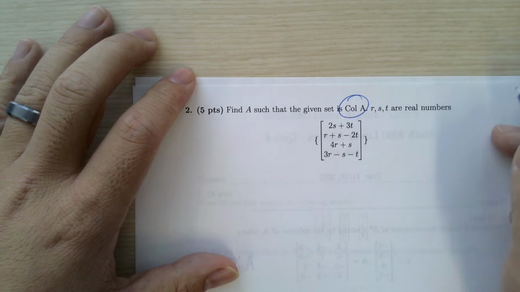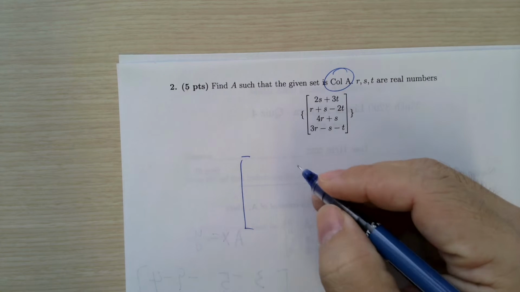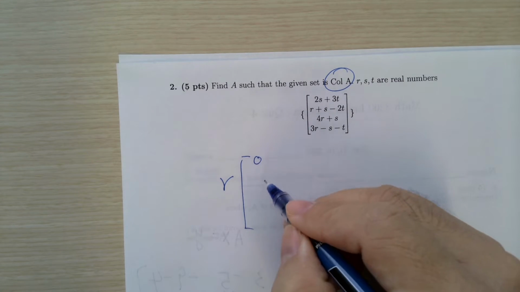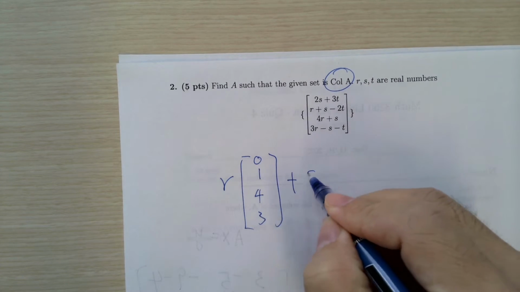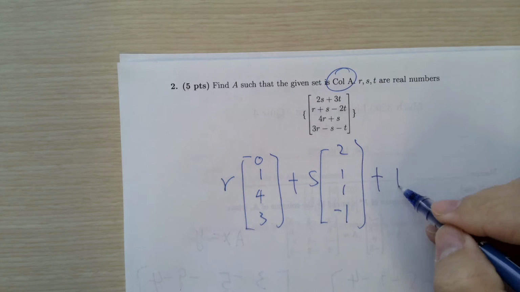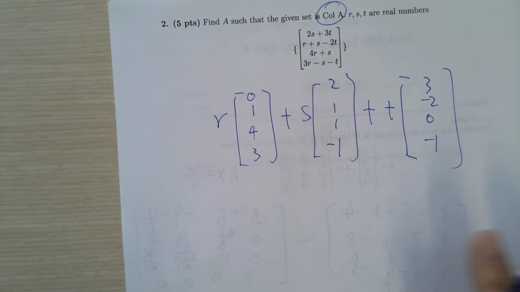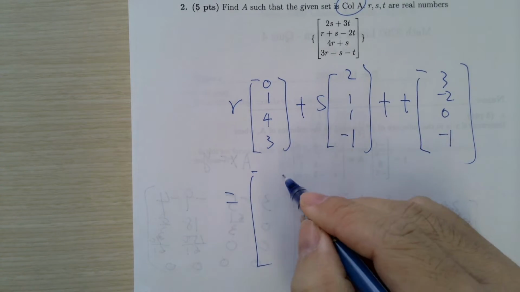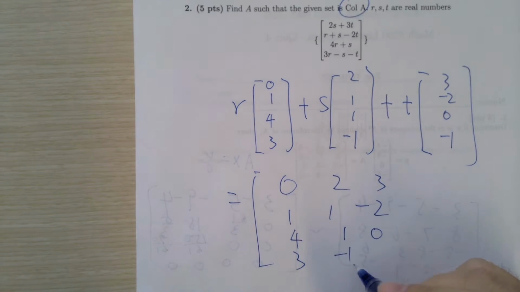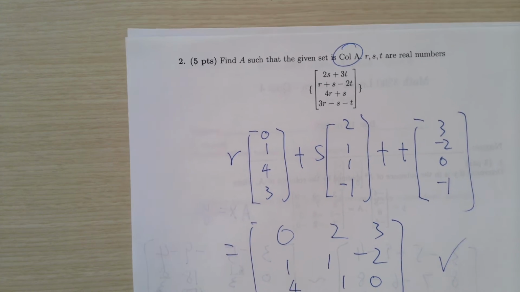Cool. Now, second: find a matrix A such that the given set is the column space of this matrix, where r, s, t are real numbers. This one should be pretty simple. You can write it as r times (0, 1, 4, 3) plus s times (2, 1, 1, -1) plus t times (3, -2, 0, -1). Then just stack them together as columns: 0, 2, 3; 1, 1, -2; 4, 1, 0; 3, -1, -1, and then we're done. Just simple. This is the second question.